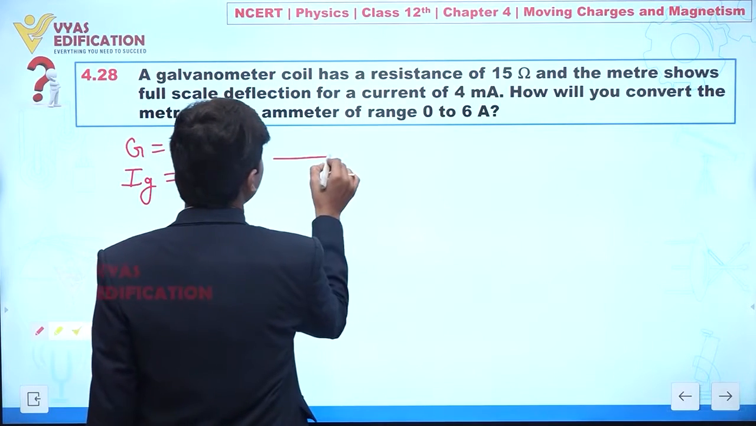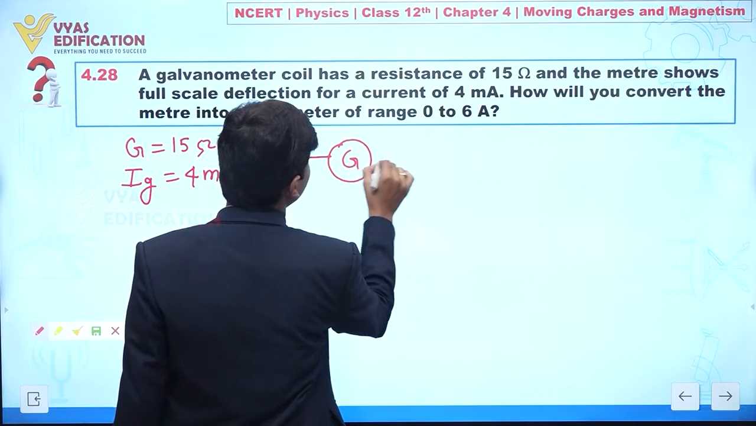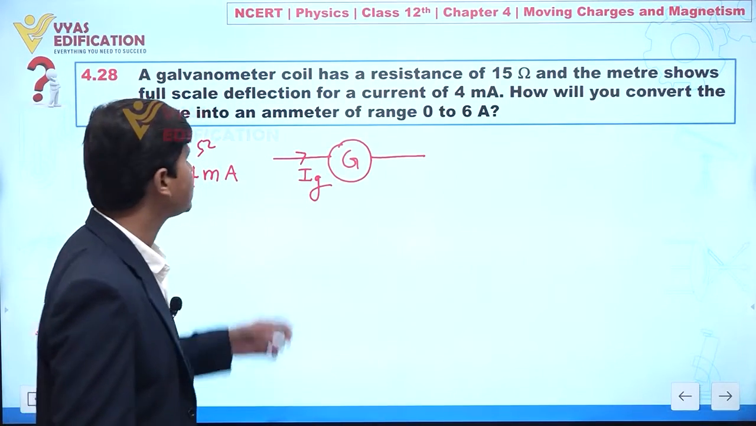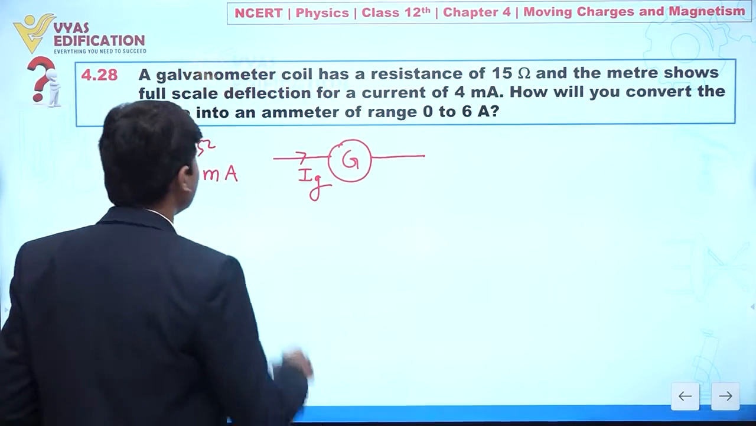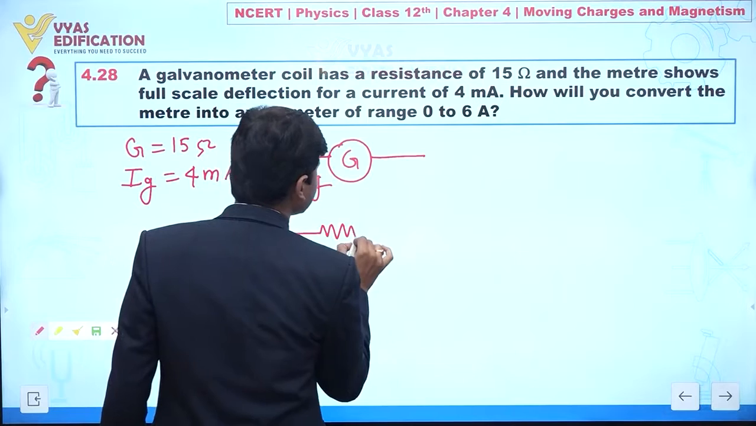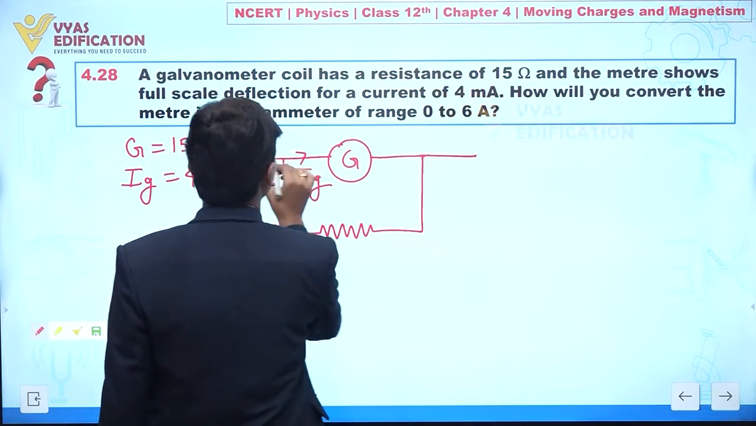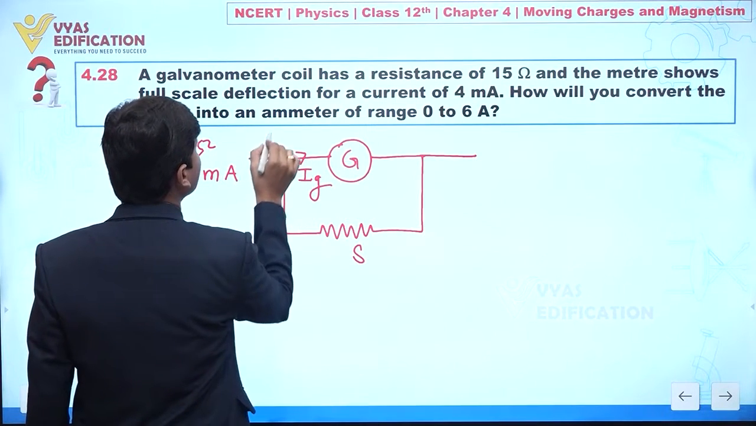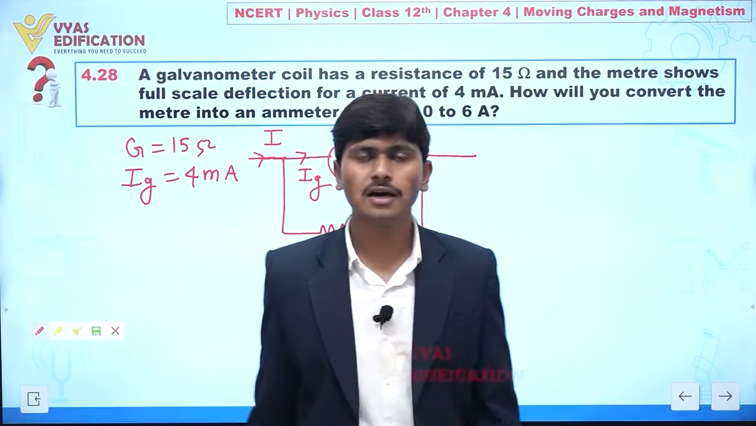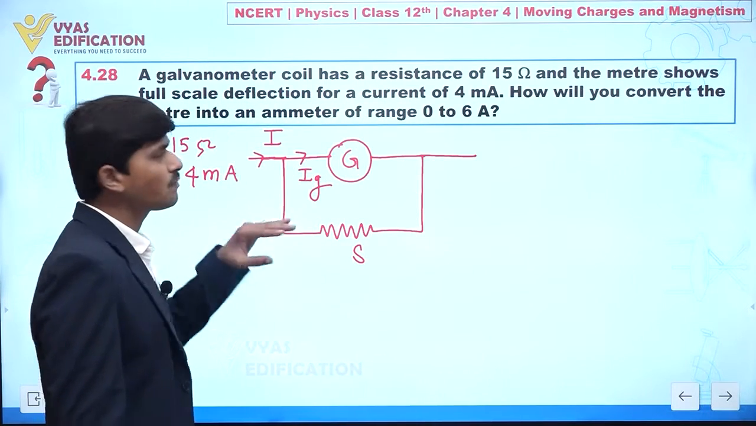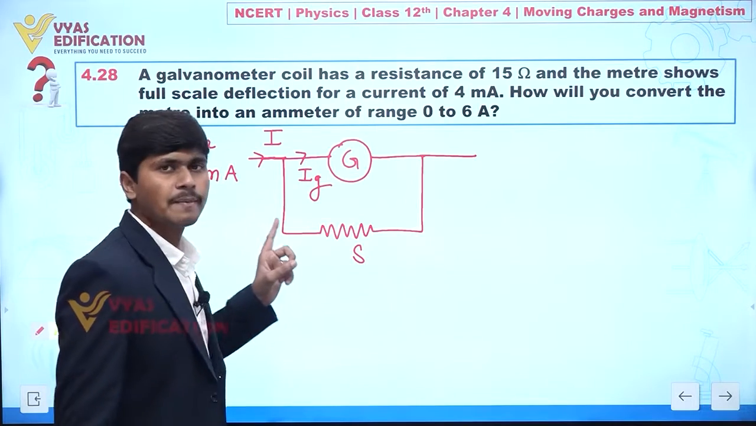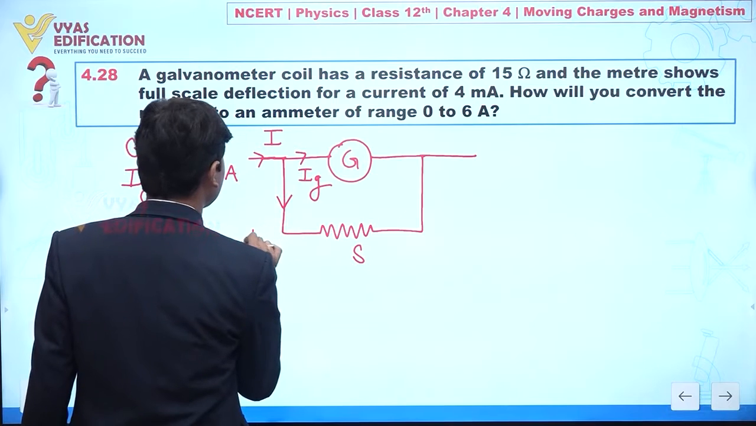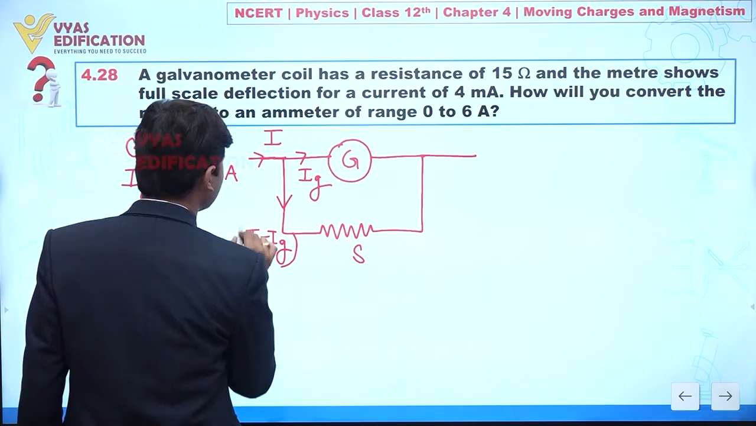Let's suppose this is the galvanometer. The current flowing in this galvanometer is Ig, known as the full scale deflection current. Now let's suppose I connect a shunt resistance S in parallel with this galvanometer, because I want to increase the range of the galvanometer. Let's suppose the current flowing here is capital I. Out of the capital I, Ig current goes through the galvanometer, so I minus Ig current goes through the shunt resistance.